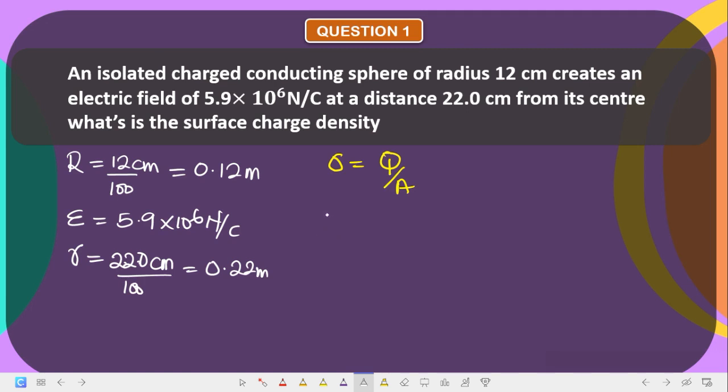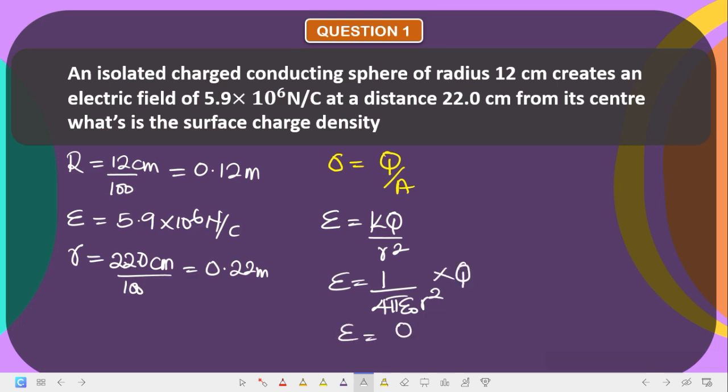Where's the relationship? We said before now that our electric field is equal to KQ all over r squared, right? Where K is 1 all over 4 pi epsilon 0. Then we have 4 pi epsilon 0 r squared times Q. And at the end of the day, our E is equal to Q all over 4 pi epsilon 0 r squared. So this is our E.